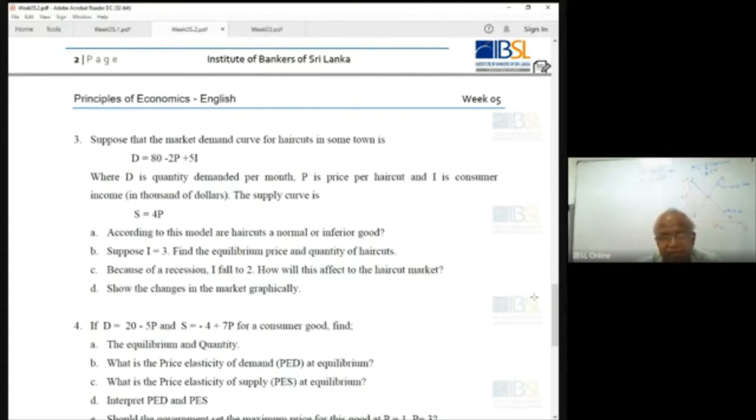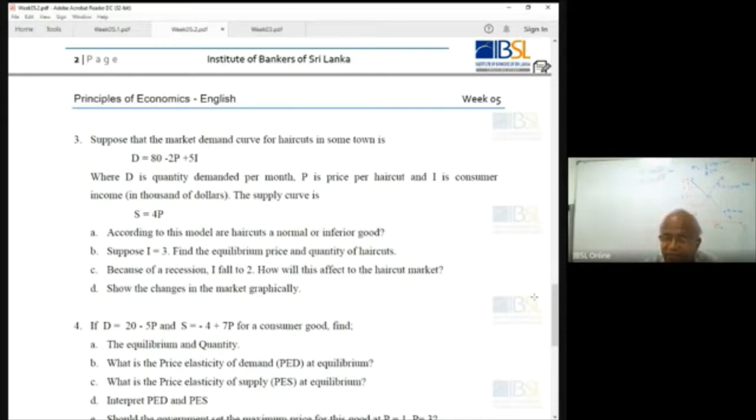Suppose I equals 3. Find the equilibrium price and quantity of haircuts. Now they fix I. The supply curve is S equals 4P, but you have to calculate the demand curve by substituting 3 into the demand function: 80 minus 2P plus 5 times 3. 5 times 3 is 15, and 80 plus 15 is 95. The new demand curve is D equals 95 minus 2P.